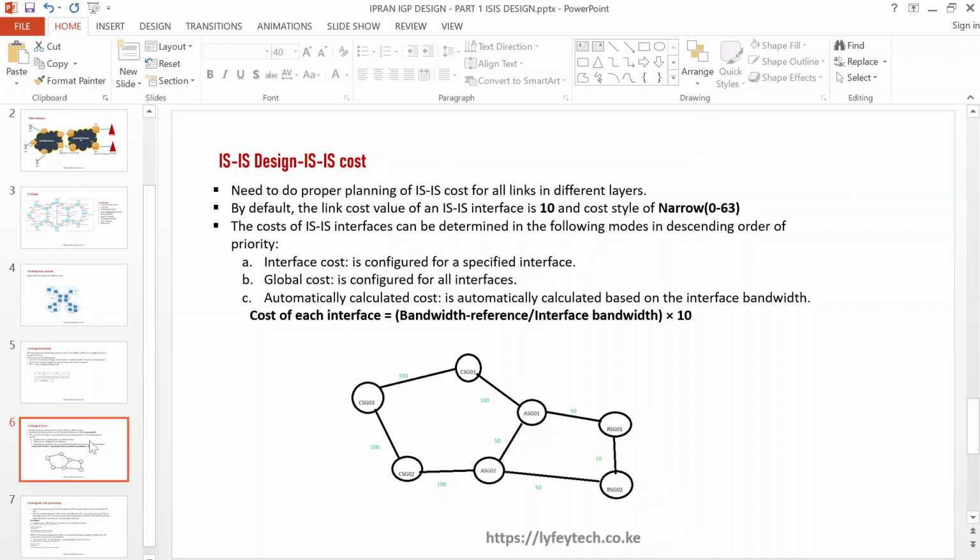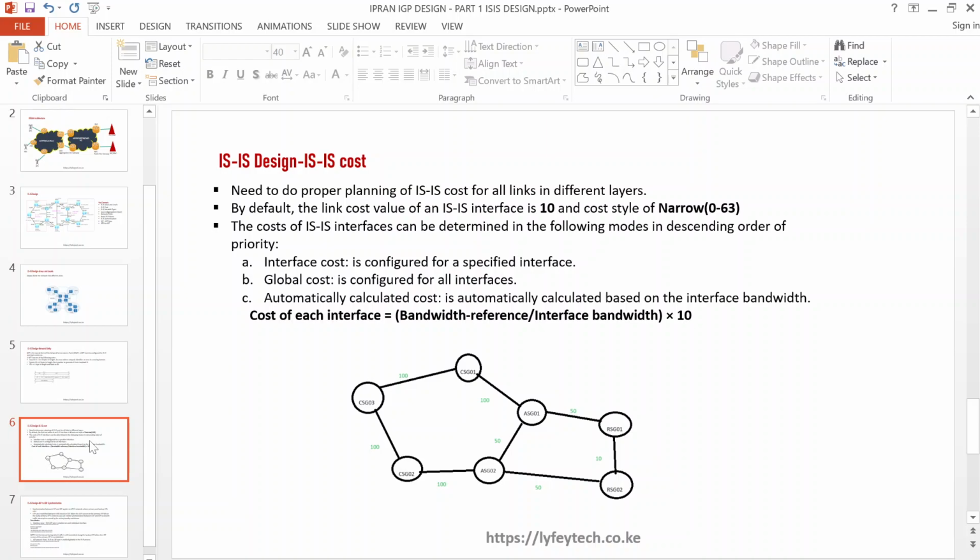So how do you configure the ISIS cost? The first way is the interface cost, where you specify the cost on the interface. This is the most used mode, where many times we manually configure the cost on the interface. Then you can also do it globally. Like you configure in the ISIS process, you specify the circuit cost, and then this will be used for all the links within that ISIS process.